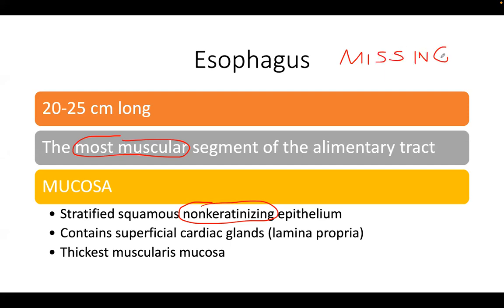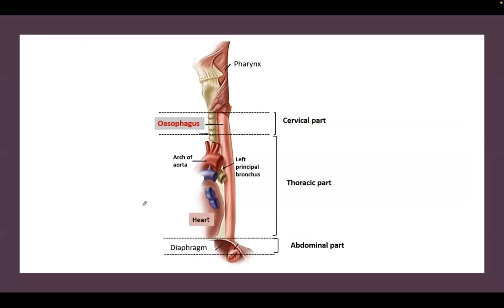So what is the significance mentioned in Snell if the serosa is missing? What is the clinical significance if the serosa is missing? Number one, the spread of infection is easier. Number two, the spread of cancer is also faster or easier. So metastasis. So please take note of that.